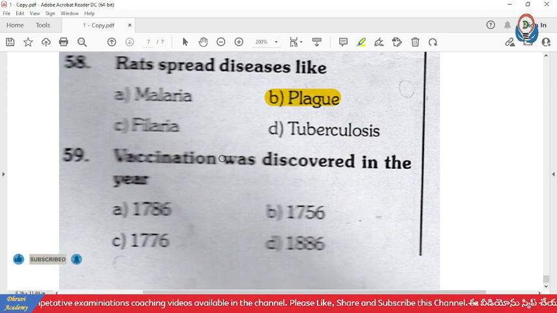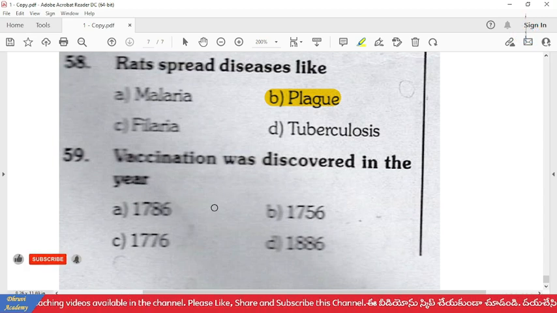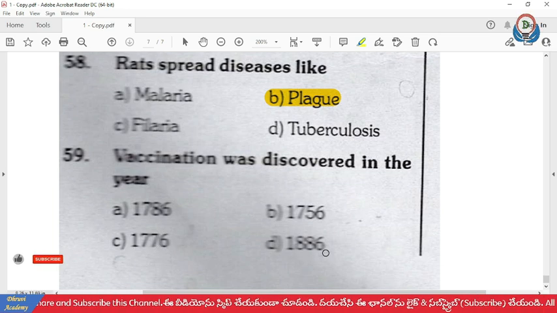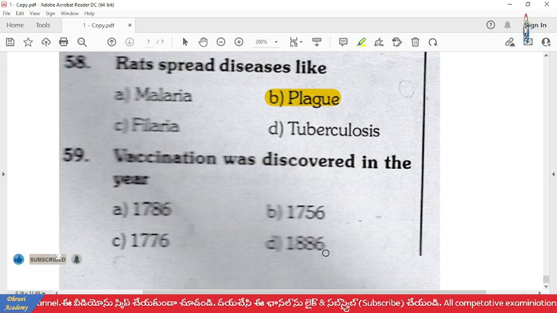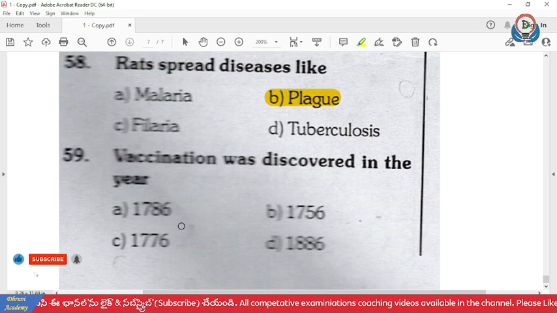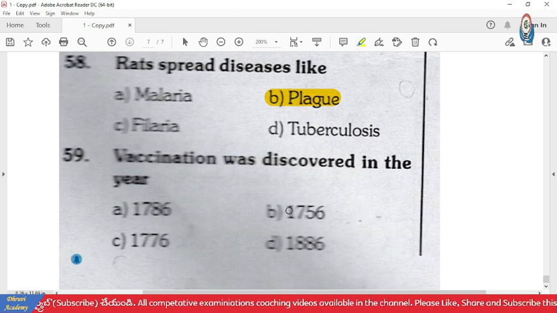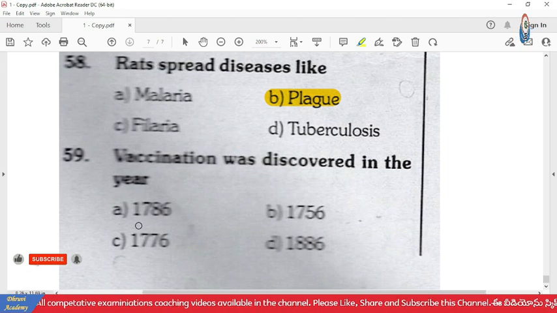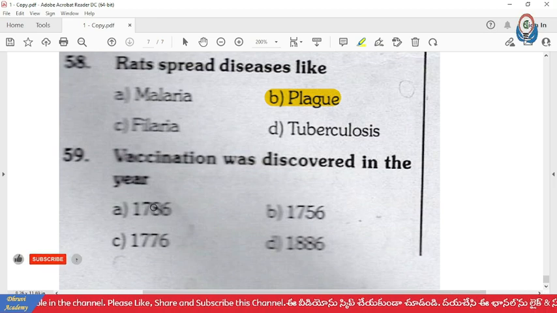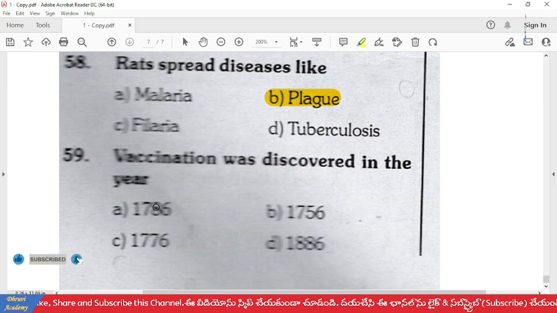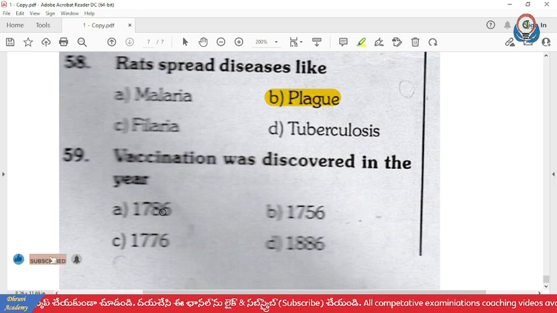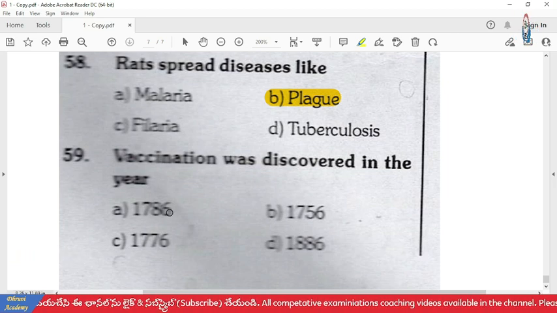Next, vaccination was discovered in which year? Is it A, 1786, or B, 1756, or C, 1776, or D, 1886? Which is the correct answer? The answer is 1796. Here 1796 is not given, but maybe it's a print mistake. In place of 1786 it should be 1796. The vaccination was discovered in the year 1796.